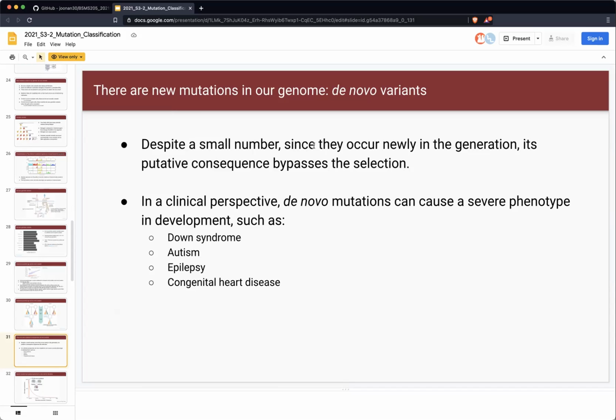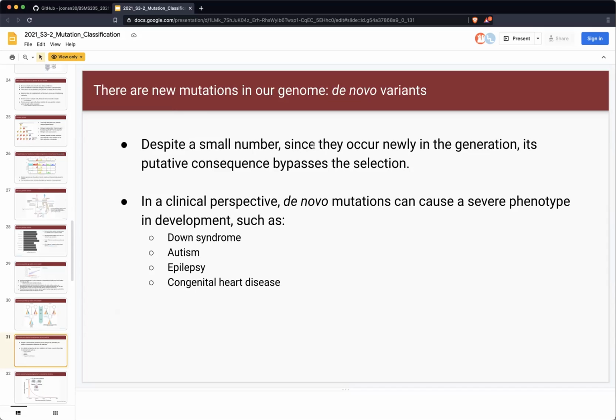Over the past 10 years, people have studied a lot about de novo mutation, including me, right? And what we found is that de novo mutation is a main cause of severe developmental phenotypes, like Down syndrome.